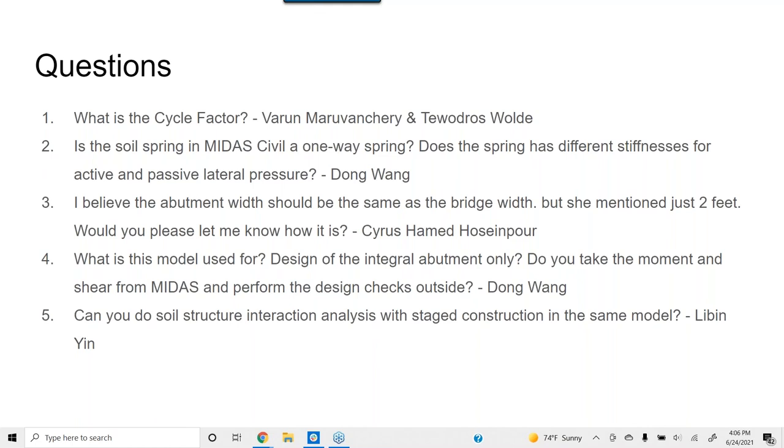Since this bridge is a common bridge, the bridge length is only 126 feet, and there's no skew, so the soil spring direction has a very limited effect on the design of the integral abutment. I demonstrated it in this presentation because I just want to show how to define the soil spring direction of the integral abutment when you need to do the analysis.